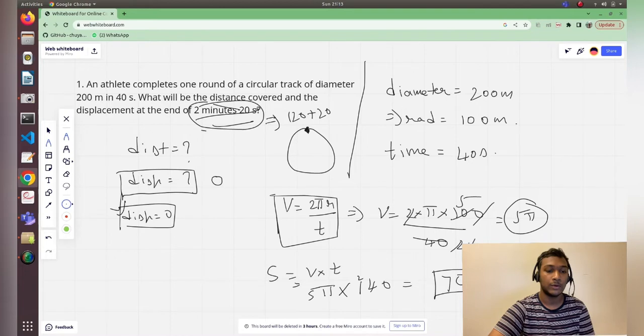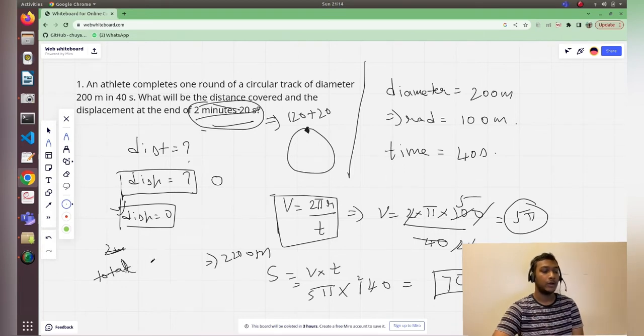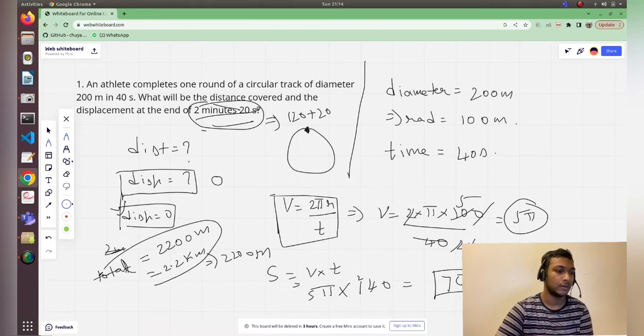Okay, it is equal to 700 into 22 by 7. I hope you all know the value of pi. It is 22 by 7. 7 into 100 is 700. This implies that it is 2200. So the total distance traveled by the athlete in 2 minutes 20 seconds is equal to 2200 meters, which is also 2.2 kilometers. Okay, so that is the final answer for this question.